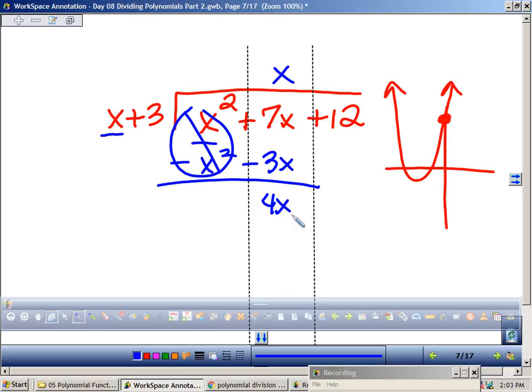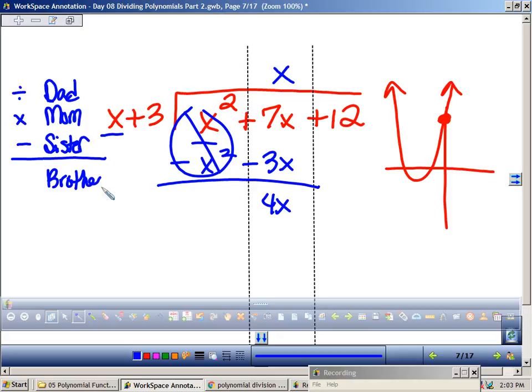Brother, bring down, right? Let's do our cute little graphic. We've got Daddy, mom, sister, and sister is where we subtract. Look how cute this is. Divide, multiply, subtract. Brother is bring down. Because remember, draw the line, change the sign.